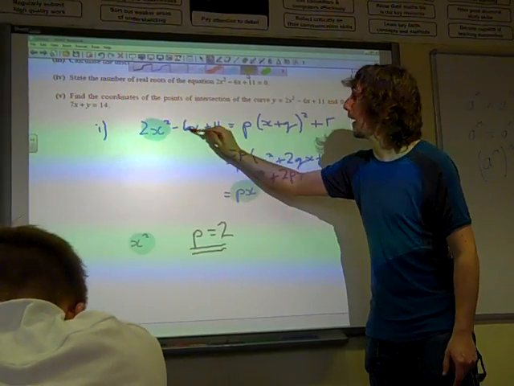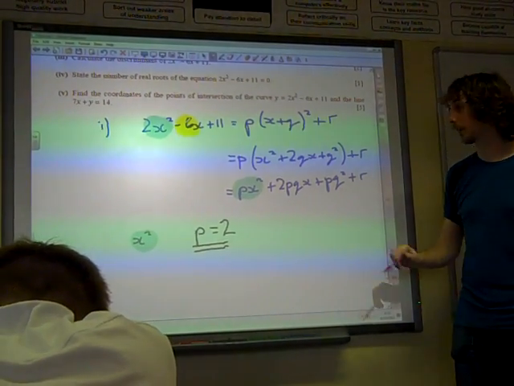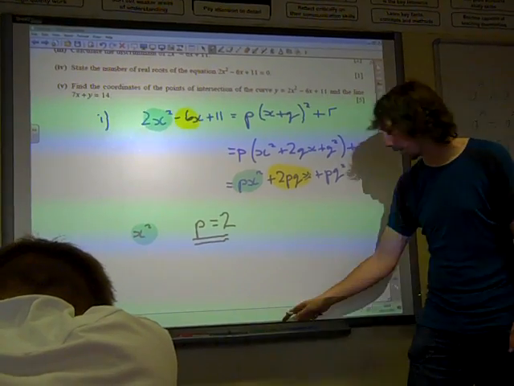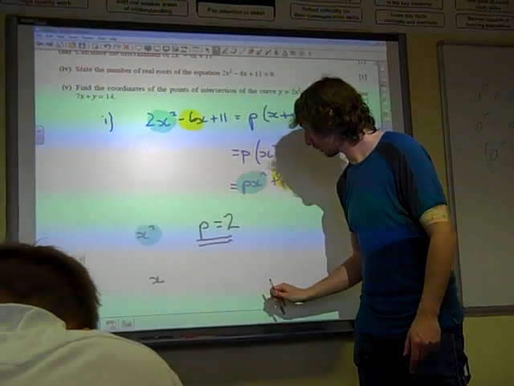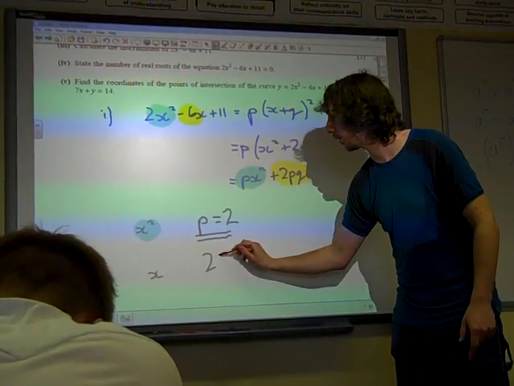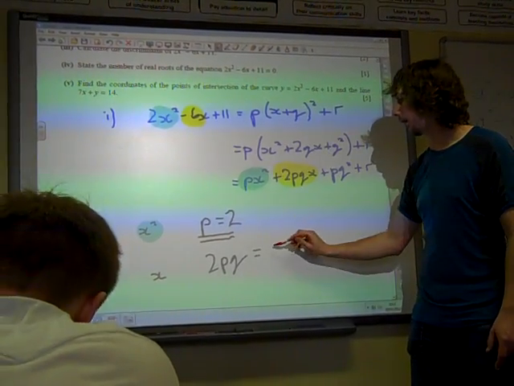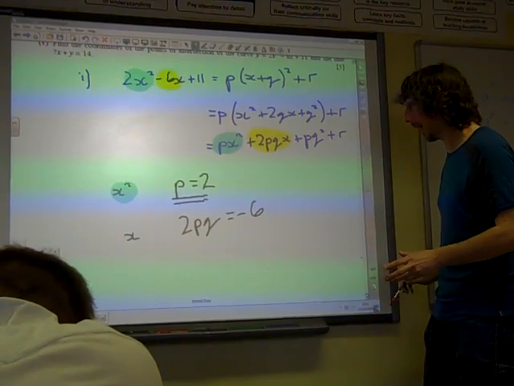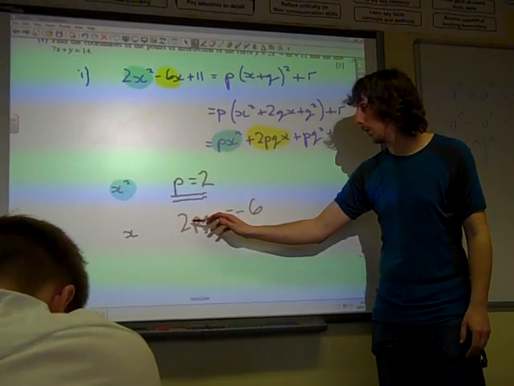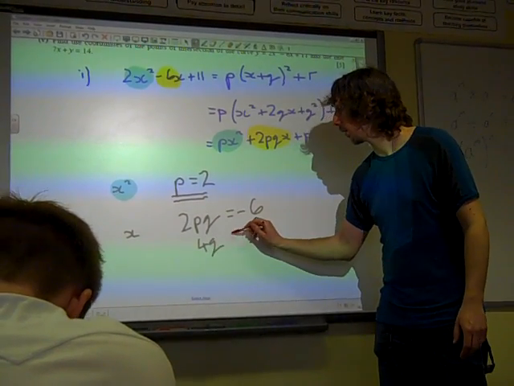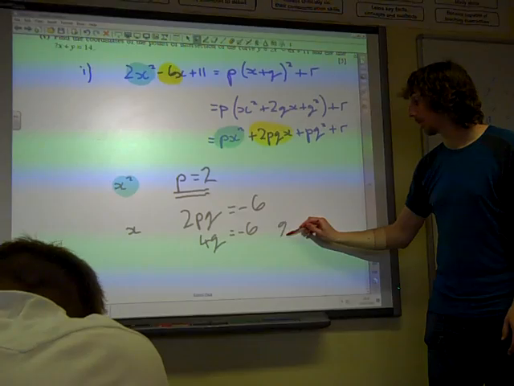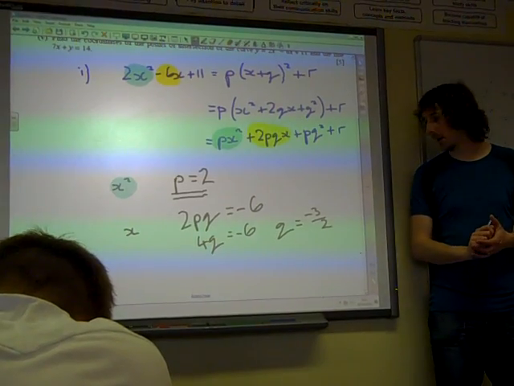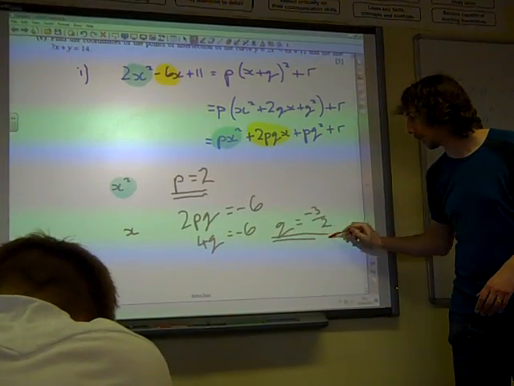Now if we look at the x term, we've got a minus 6x over there, and we've got a plus 2pqx over here. So if we look at the x's, we've got 2pq equals negative 6. Except we already have the great advantage of knowing that p is 2. So 2 times q is minus 6. So q is minus 1.5. Minus 6 over 4 would be minus 3 over 2. I will write it in that form.